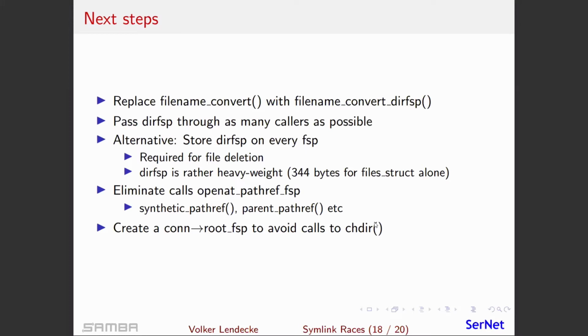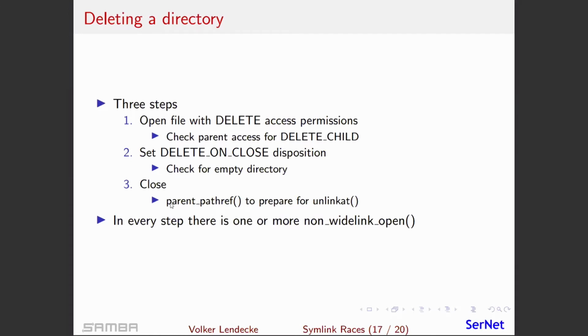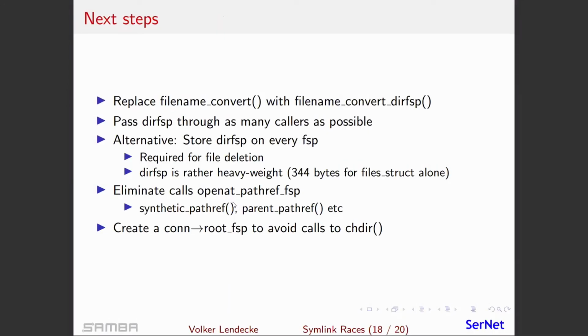An alternative, and this came to my mind when looking at this close call, we could just store on every file handle that we have the containing directory as a file descriptor. I mean, this is expensive because we really don't know how long this is going to stick, but this is the only way essentially to avoid having to do this parent pathref just for unlinkat again. So the problem here is that a directory file descriptor is rather heavyweight. Just our structure for holding this is 344 bytes. We have some structures hanging off this, so I would imagine that we are at 1 kilobyte per open file of RAM. So this needs to be well considered.